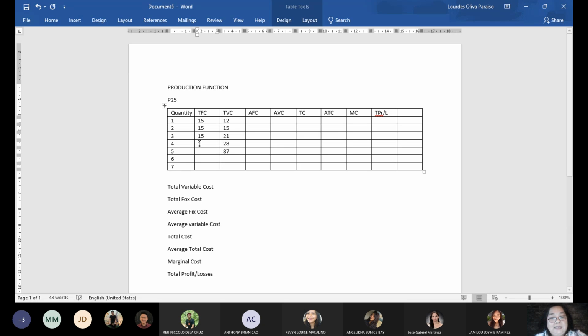So, ibig sabihin, this is 15, this is 15, and this is 15. So, this is also 15. Okay. Ay, ano ba to? Bakit naging 87? Di ba 37 lang? Ito, naging ito naging ito naging ayan.